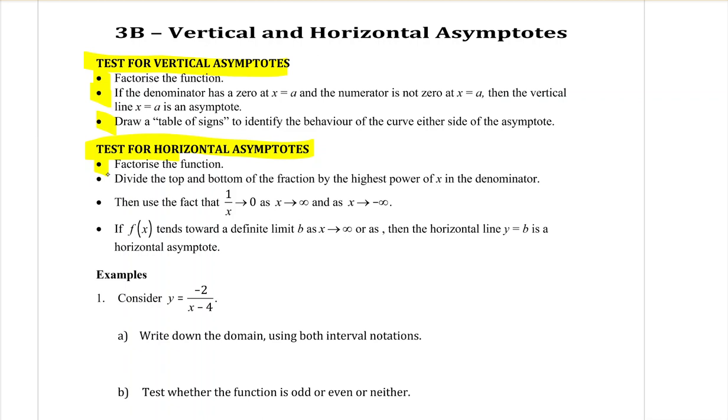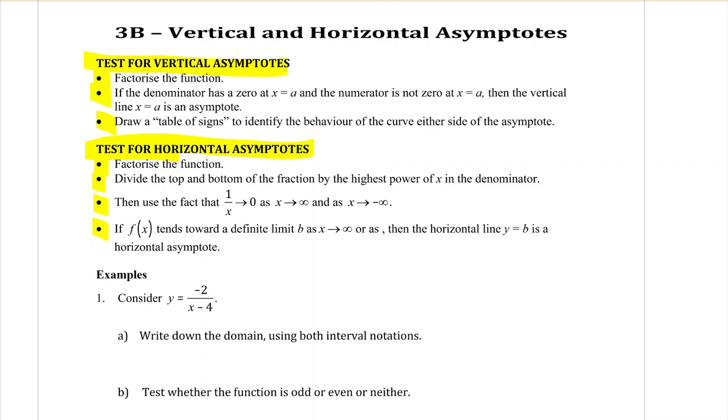Then use the fact that 1 over x is approaching 0 if we're putting in a value for x that's approaching infinity. Okay, because you can imagine if it's 1 over x, if x represents infinity, 1 divided by a really massive number is going to be approaching 0. And that's why we divide through by our x's to give us those fractions. And if f of x tends towards a definite limit, such as some value b, as x approaches infinity, or negative infinity, then we'll have a horizontal asymptote at y equals b.